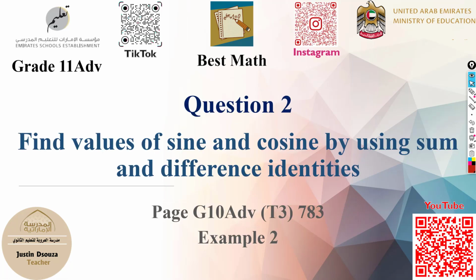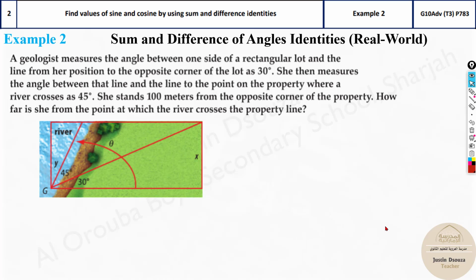The second question is to find values of sine and cosine by using sum and difference identities. But since it's an MCQ, you can use any method and get the answers. Let's read this real life situation. A geologist measures the angle between one side of the rectangular lot and the line from a position to the opposite corner of the lot as 30 degrees.